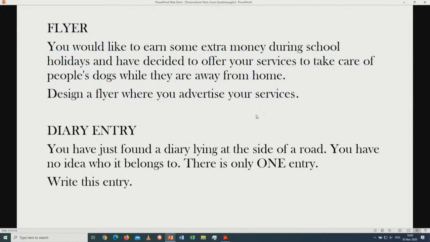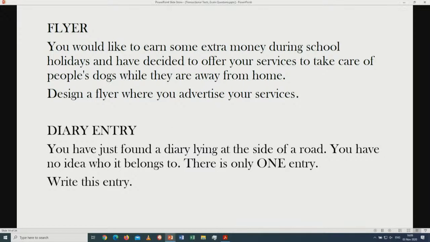Okay, diary entry. This one is lovely. Take a look at this. You've just found a diary lying at the side of the road. You have no idea who it belongs to. There is only one entry. Write this entry. Wow! You can be so imaginative there. You can come up with a complete story. It's special, this one.